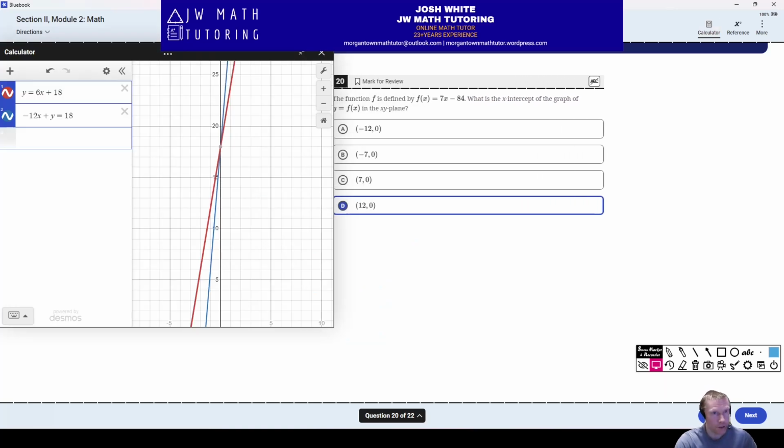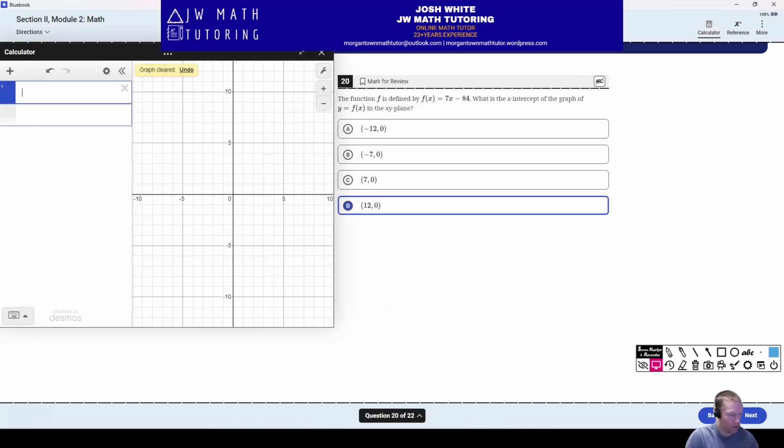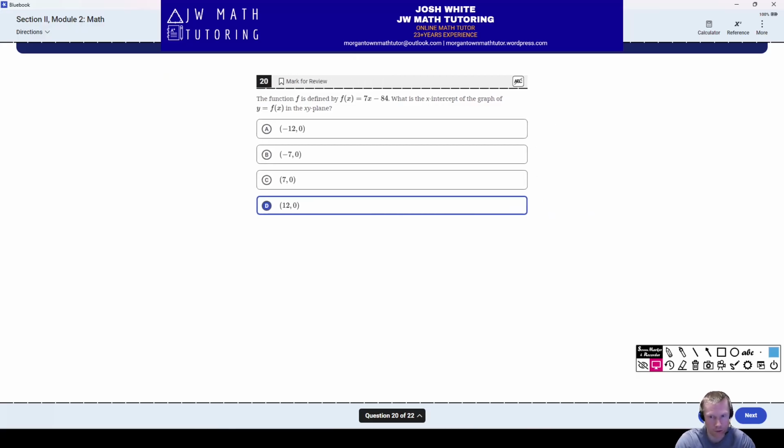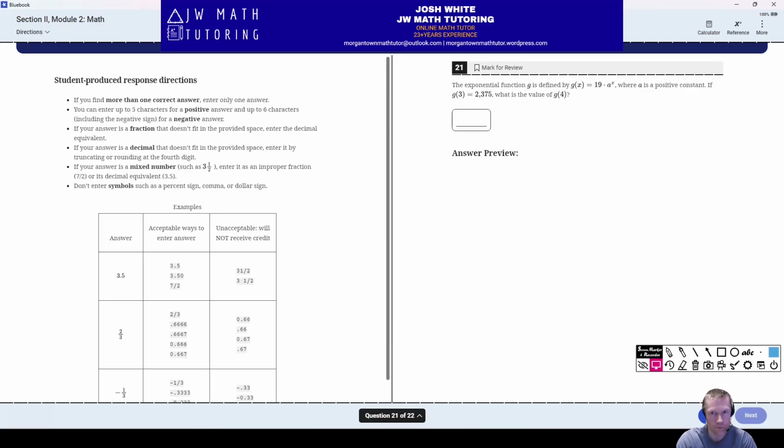And of course, we can go back to Desmos. We can just graph out this function. All right, let's zoom out. Where's the x-intercept? There it is, 12, 0. We just click on it, get our answer. Probably quicker than doing it by hand, but it just confirms, again, the answer is letter D.